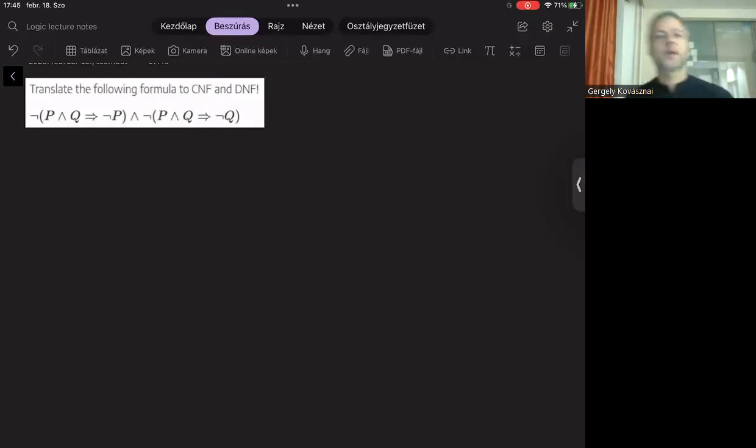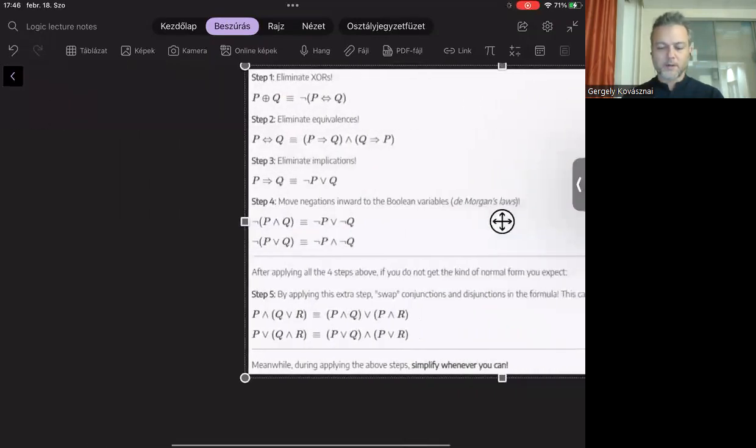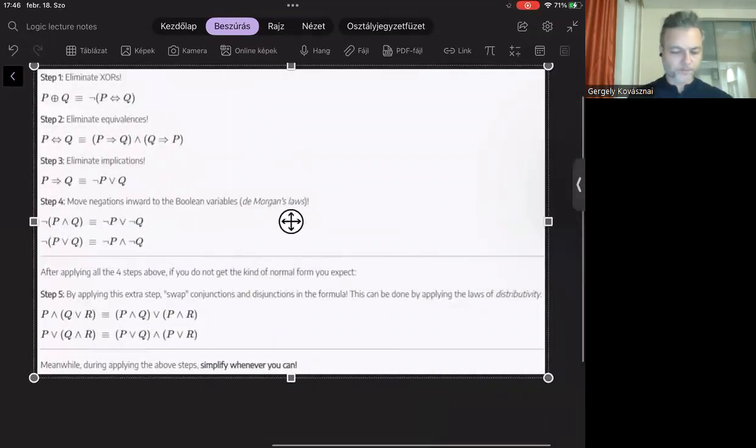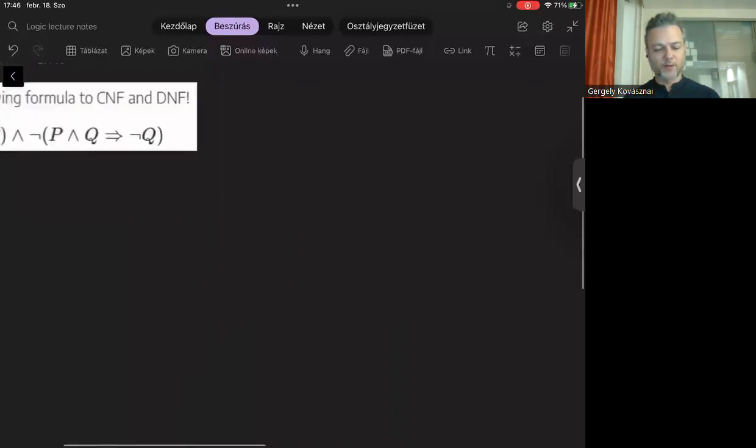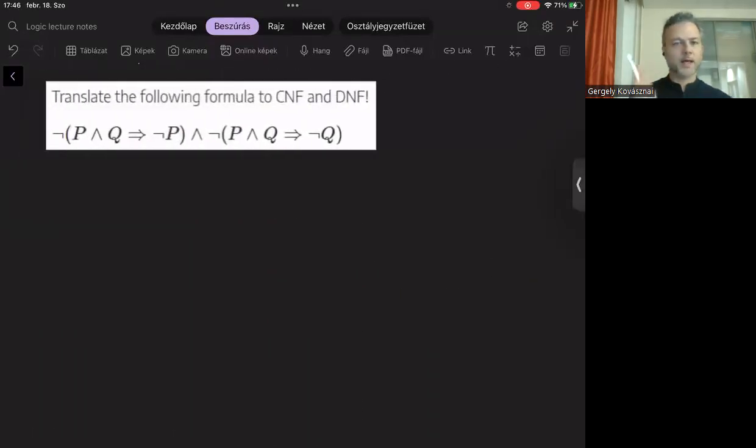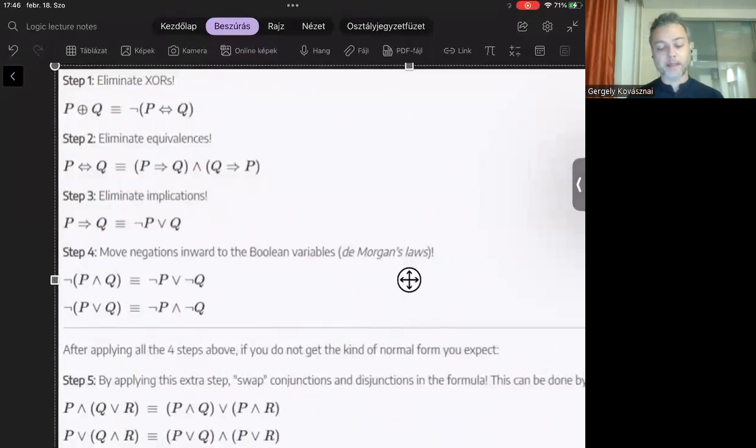This formula has to be translated to conjunctive normal form and disjunctive normal form. For this translation, we learned about an algorithm that you can see on your screen. So the first step, eliminating XORs, the second one, eliminating equivalences, the third step is eliminating implications. If you look at the formula, you cannot see XORs, you cannot see equivalences, but you can see implications. So we have to eliminate implications first.